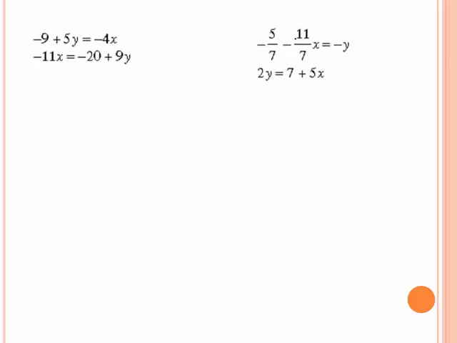Okay, what I would like you to do is go ahead and pause the video and try these. This one you'll need to rearrange. Here you'll want to probably clear the fractions first and then rearrange. So pause the video, work these out, and then when you've finished, come back and see how you've done.